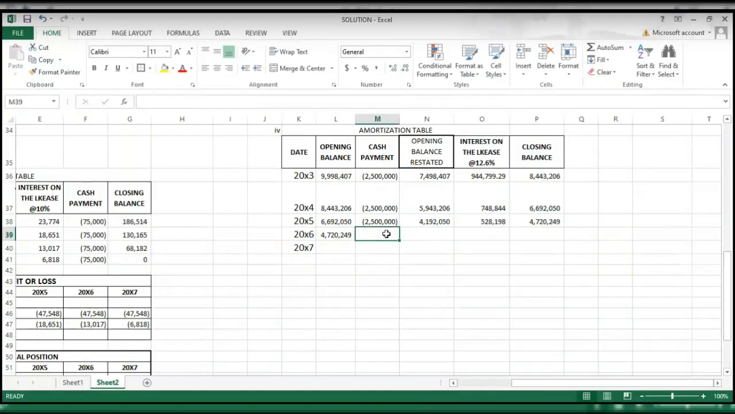Then another amount is paid, which is 2.5 million, paid every year. And we are going to be restating our opening balance by deducting this from this. And interest will be calculated on this. So interest is going to be this times 12.6%. And so we have our interest. And so the closing balance is going to be the addition of this to this plus this. So we have our opening balance restated, and then we have this as the opening balance.